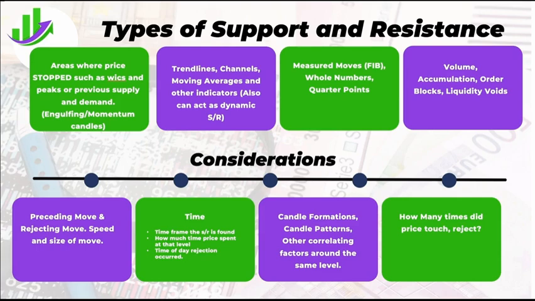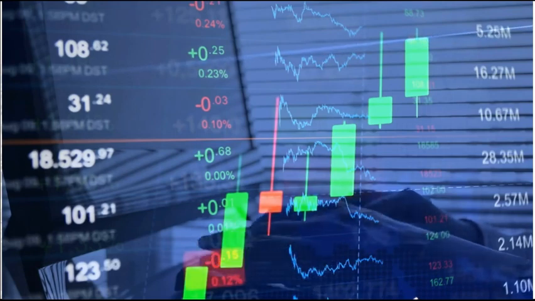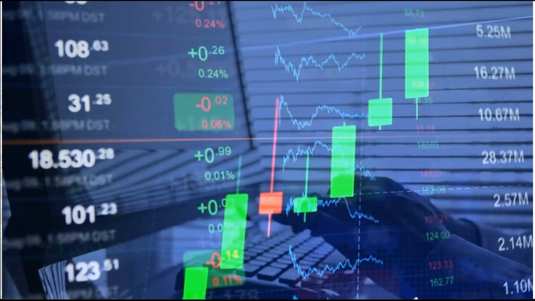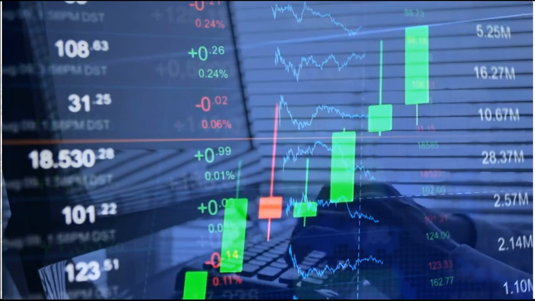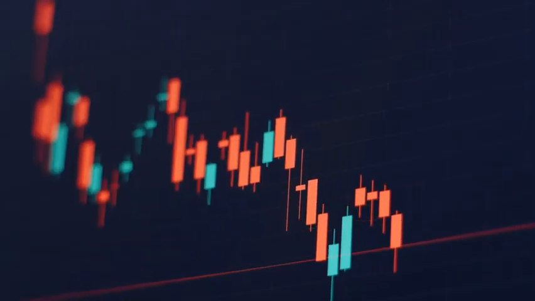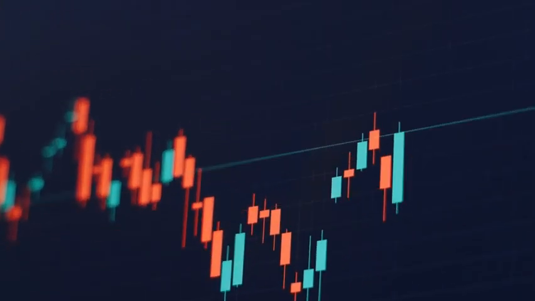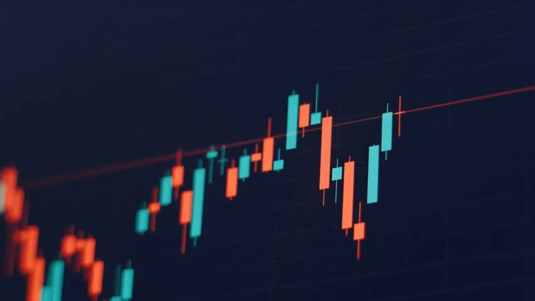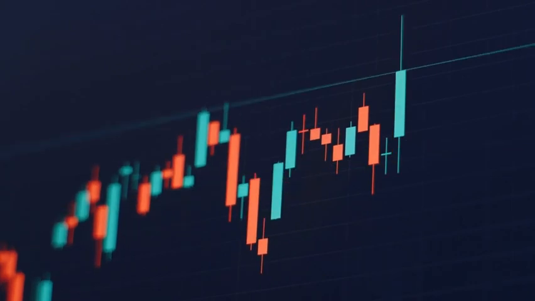Now, before we do that, let's talk about some consideration points when we see these areas. First and foremost, we're looking at the preceding move and the rejecting move from. So when price does make that big supply and demand move, when price does break out and form that engulfing candle, how fast is it? How big is it? How soon does it come back to retest? Those are all consideration points. What kind of move is it? Does price edge down with a lot of small candles and many, many hours and hours between? Or does price shoot to that area and reject far?